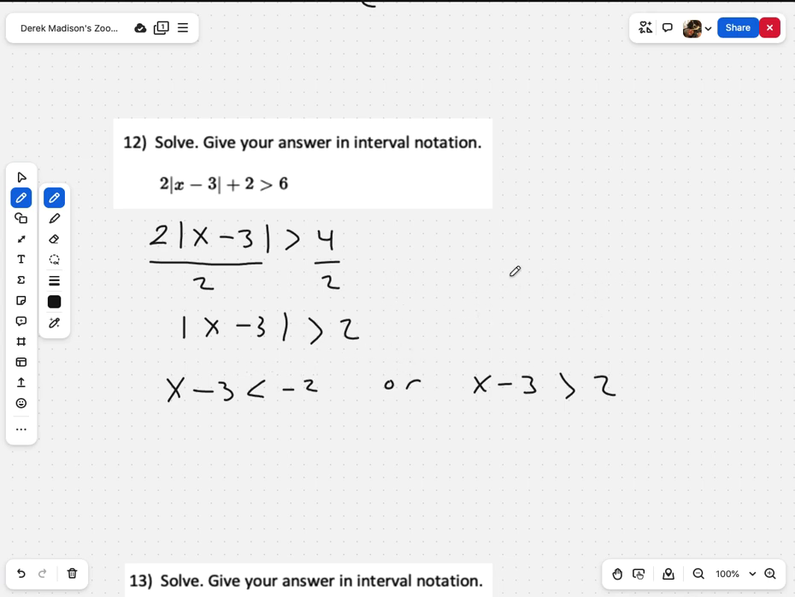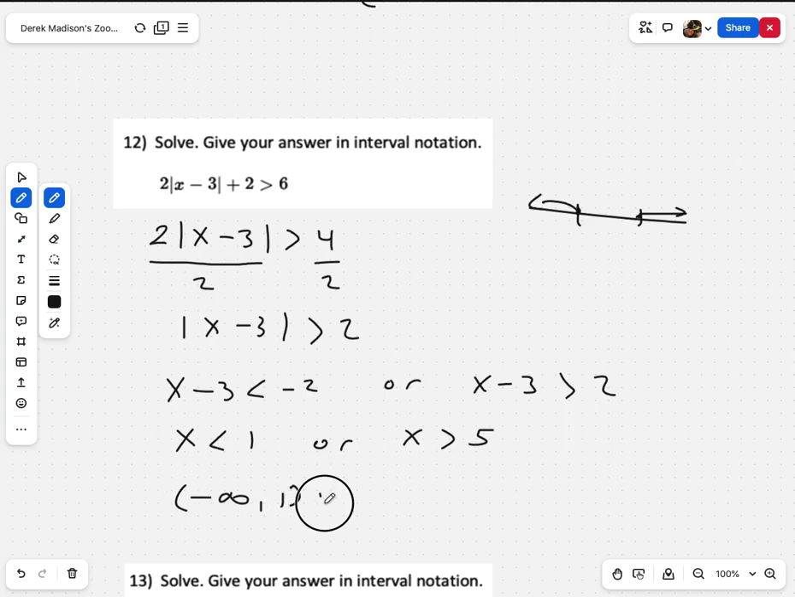So remember, the graph goes this way and this way, so we're saying it's either less than the negative or greater than the positive. Add the 3 over, and we have x is less than 1, or add the 3 over, x is greater than 5. So interval notation, negative infinity to 1, everything's parentheses because there's no equals, union 5 to infinity.